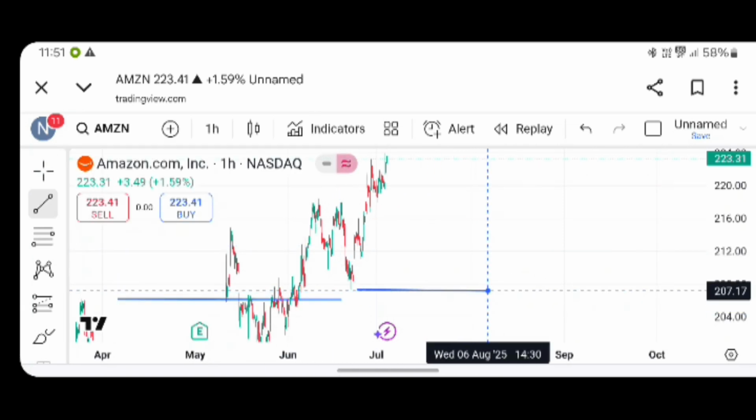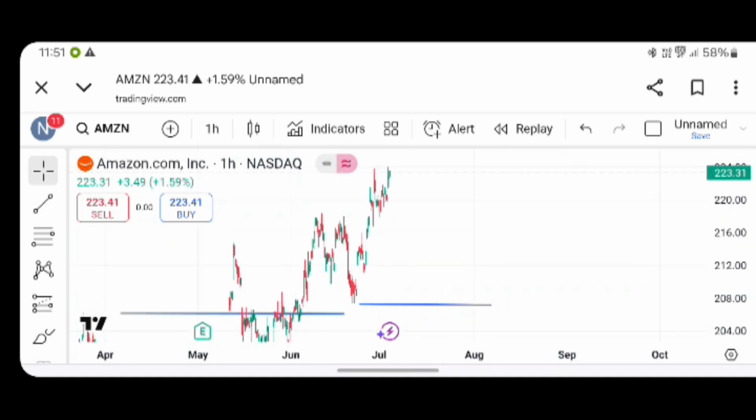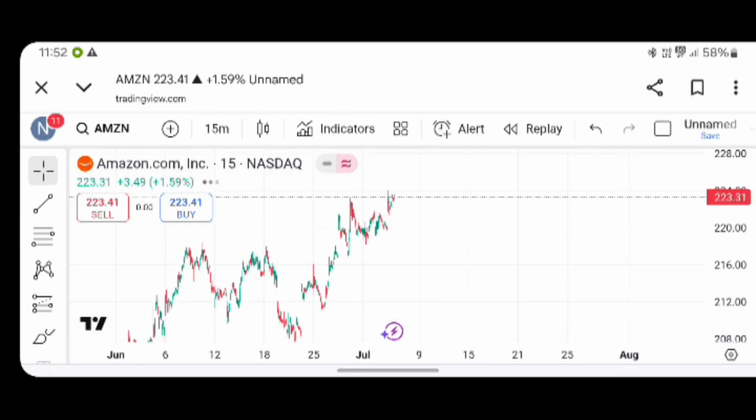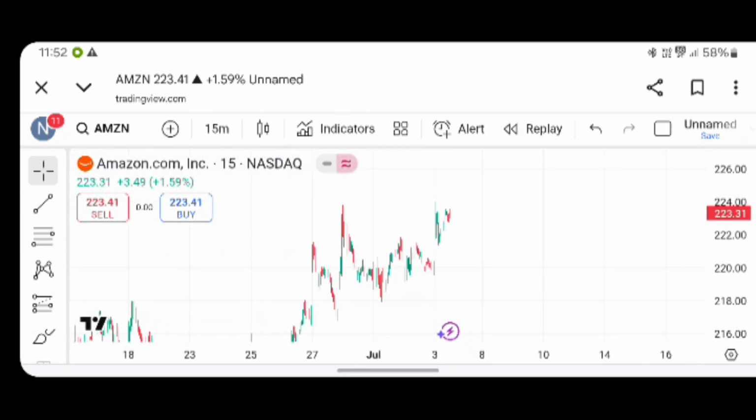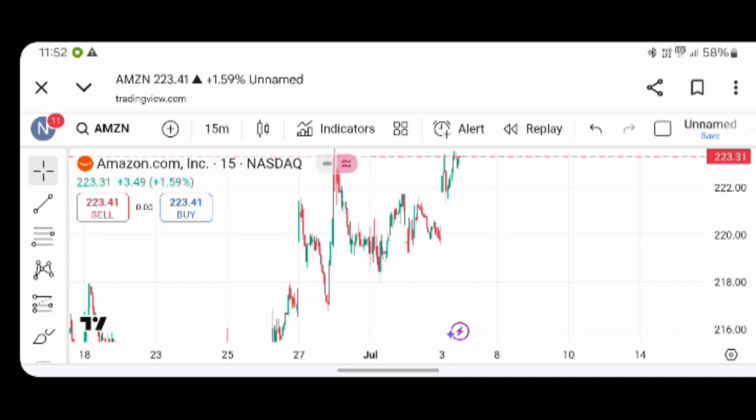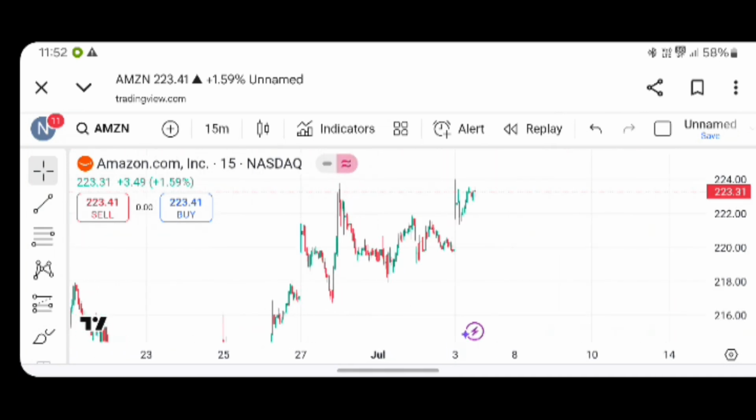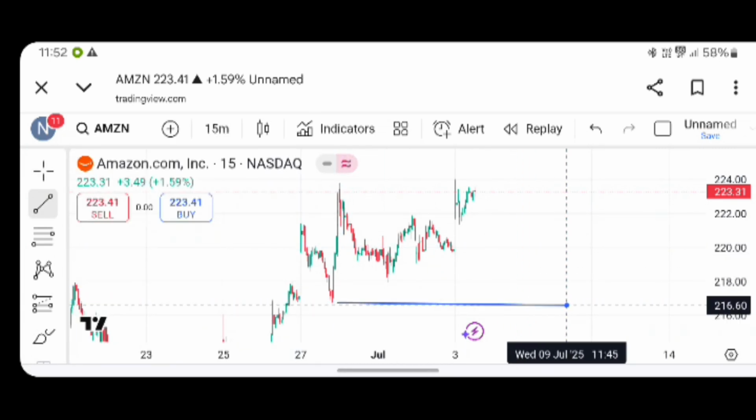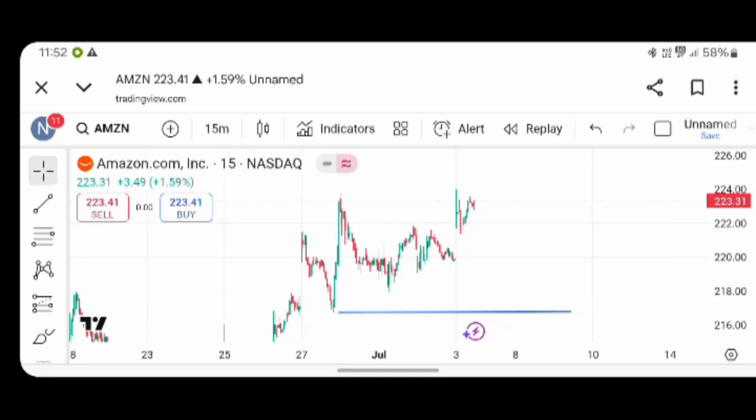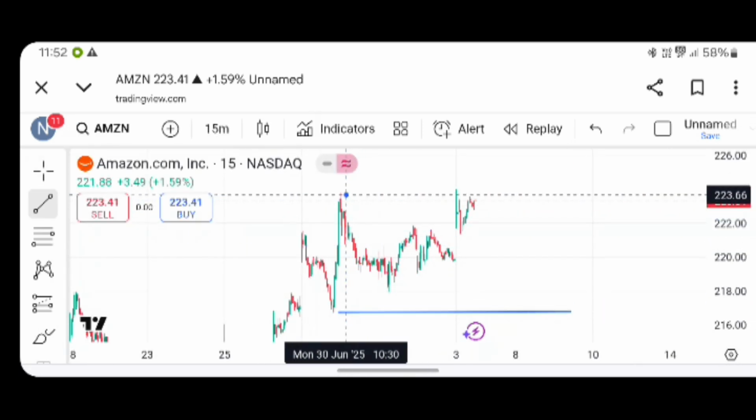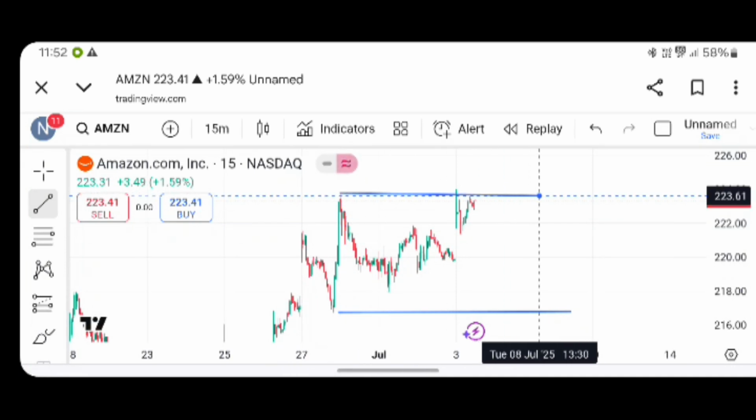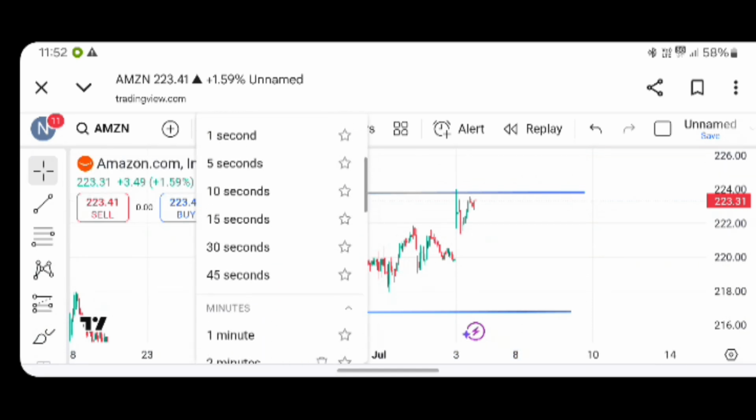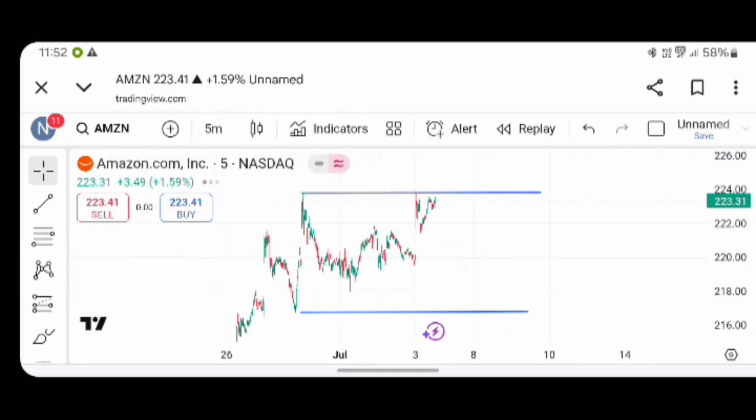So before that we mark this lower. Okay, we step to this 15 minutes time frame. You can see this is also currently an uptrend, so mark the lower and mark the higher. So we can see it has almost reached this higher, so a break of structure could happen.